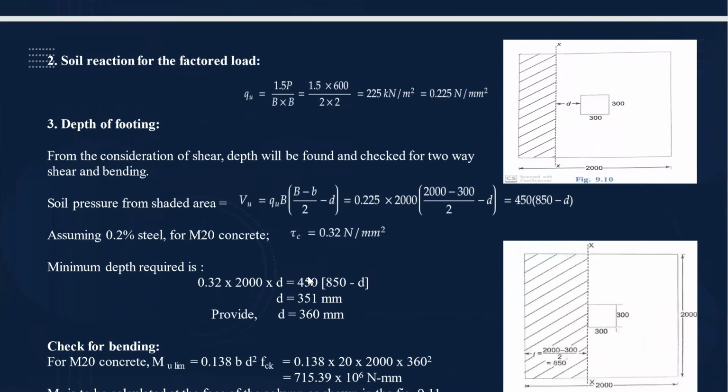The next step is soil reaction for the factored load. You have to calculate QU, which is given by the formula 1.5 times P divided by the area. So it comes out to be 0.225 Newton per mm square. The next step is calculating the depth. Now from the consideration of shear, depth will be found and checked for two-way shear and bending.